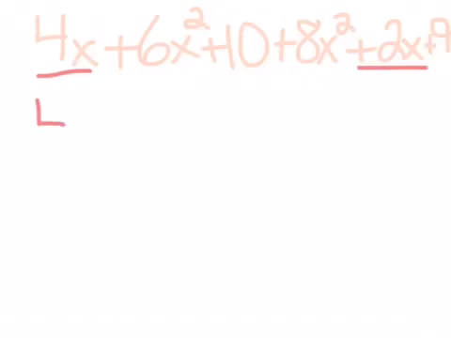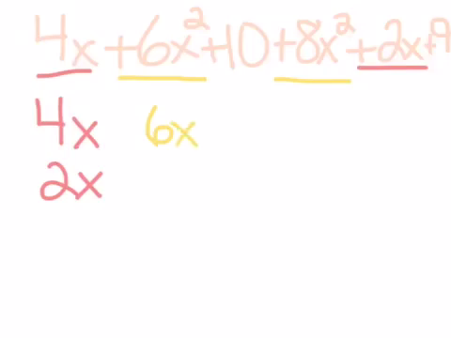So I'm going to rewrite these. 4x and 2x. I'm going to put them together. Then I'm going to move on to the 6x squared, and I'm going to find the term that's exactly the same as that one. That's 8x squared. So I'm going to write those together. They are exactly the same because they have the same power on the same variable. And the last one, 10 and 9 are just constants in the expression. So now what I'm going to do is I'm going to add these.